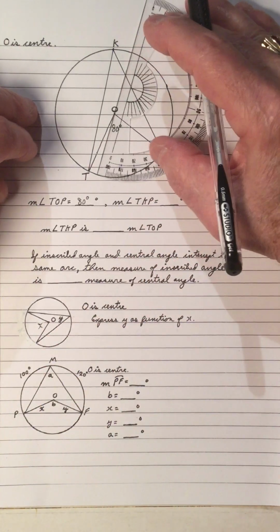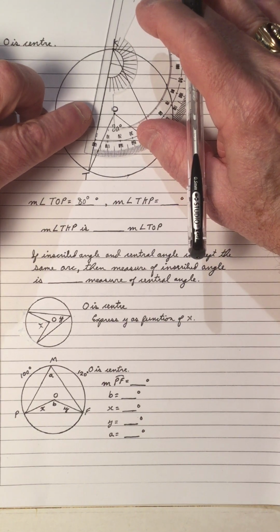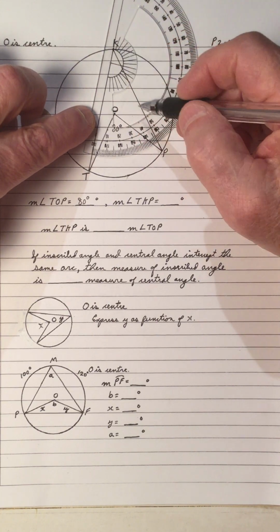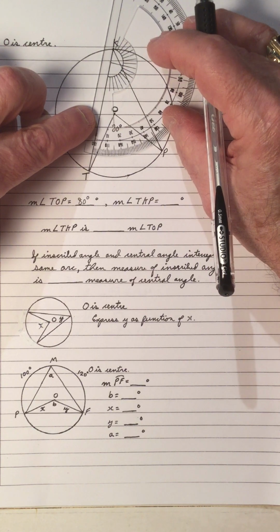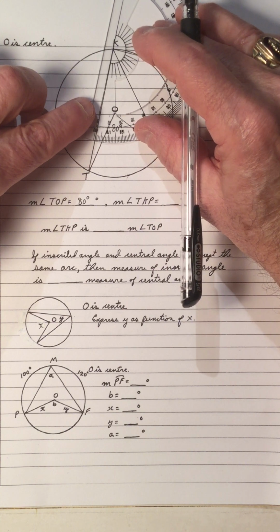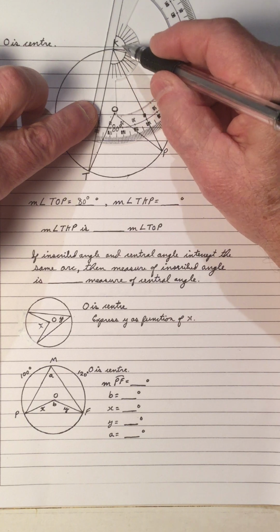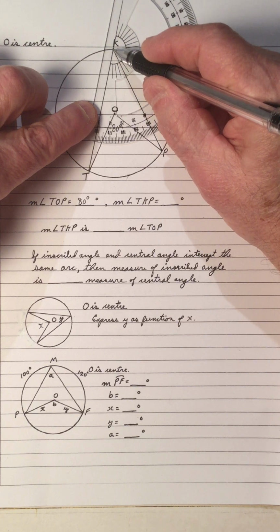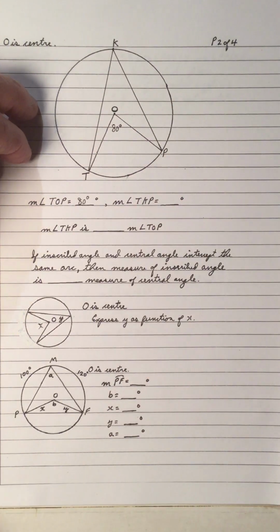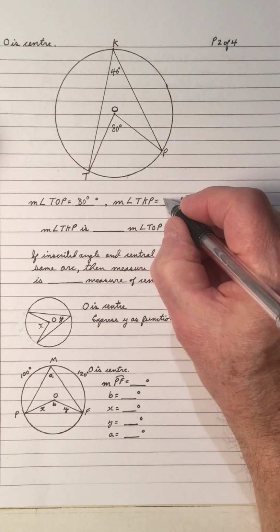So let's measure the angle at K. Here's the protractor, placed right at the vertex, and that comes right up to 40 degrees. So this angle is measured at 40, and this angle is measured at 80.